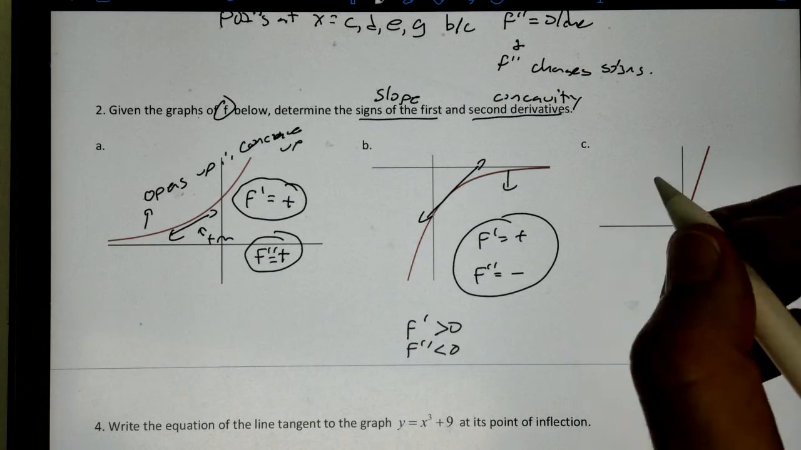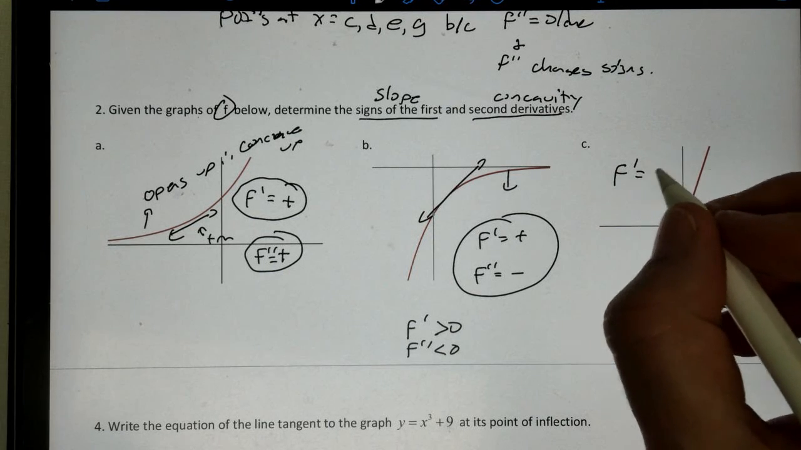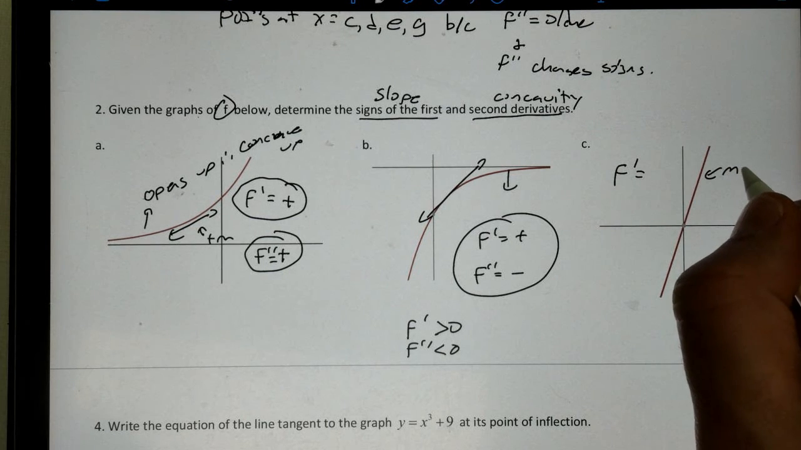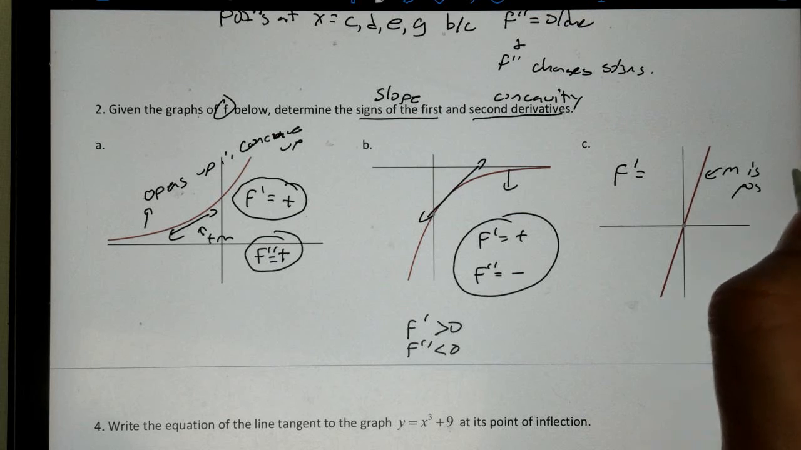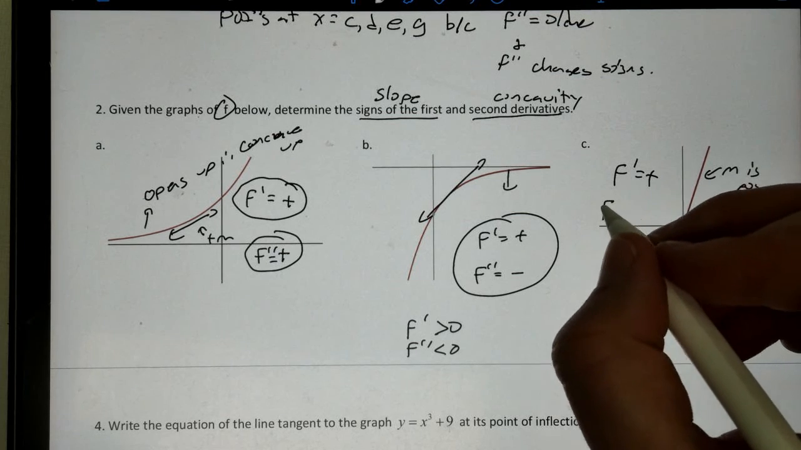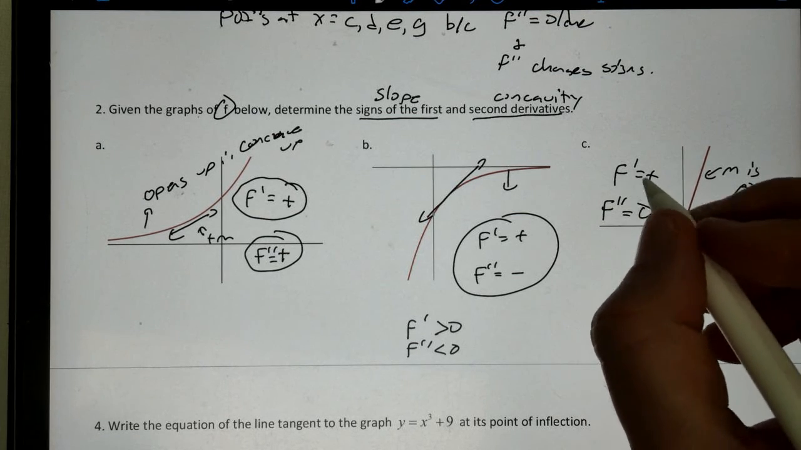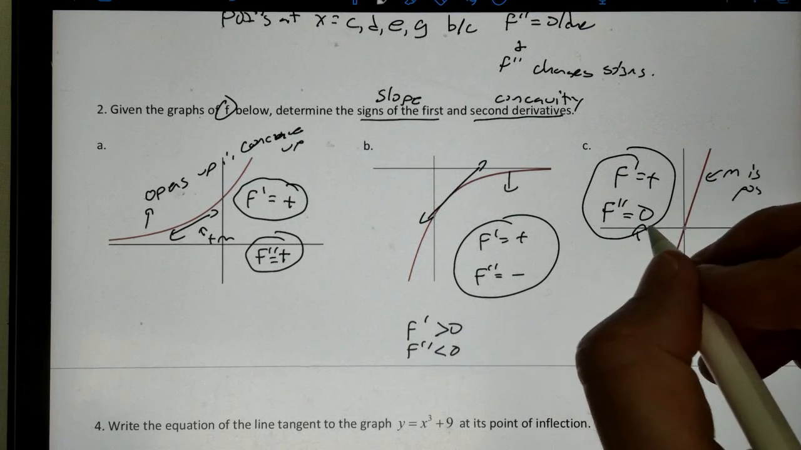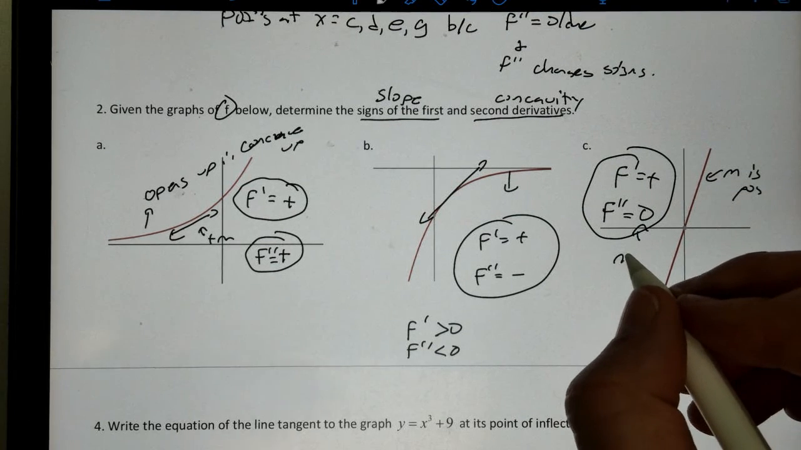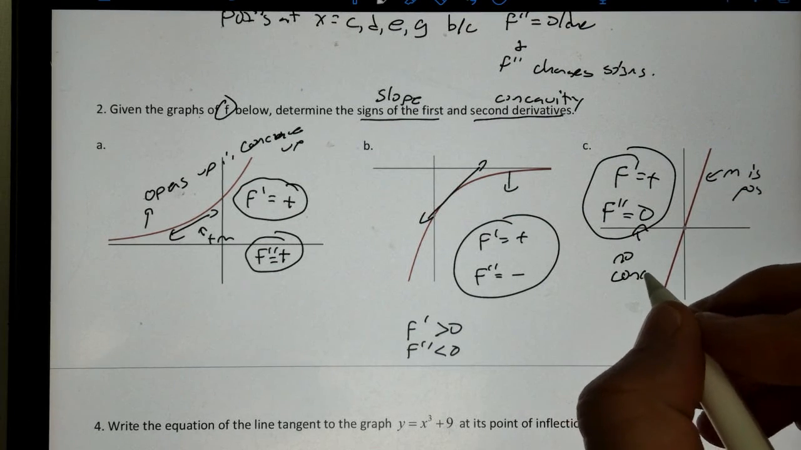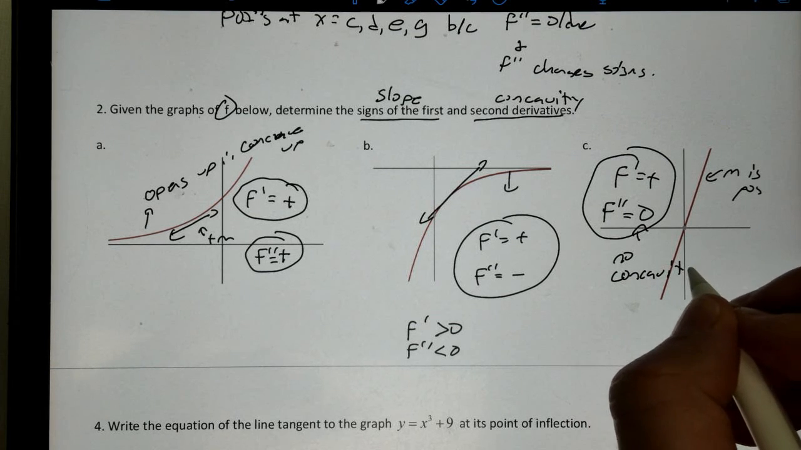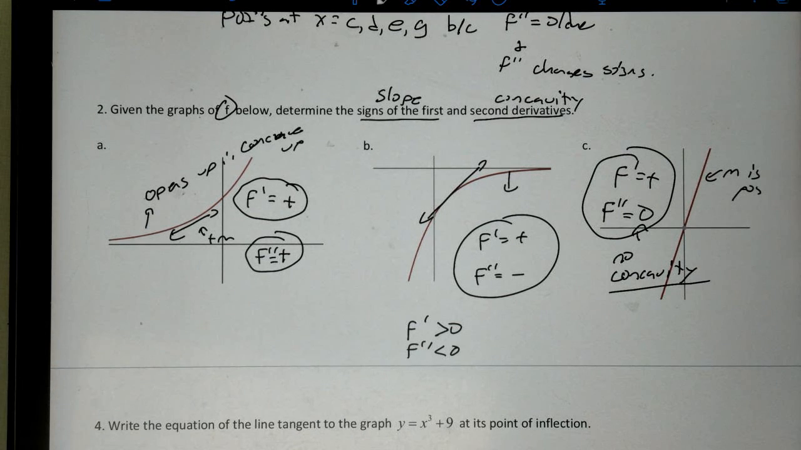All right, for question C, our first derivative, that's pretty easy. This is a positive slope. Slope is definitely positive here. It's a line. So that's going to be positive. Our second derivative, though, is going to be 0. So let's talk about why this is 0. And it's real simple. There's no concavity. In other words, it's not opening up or down. So we just say the second derivative value there will be 0. Piece of cake. Easy as pie.